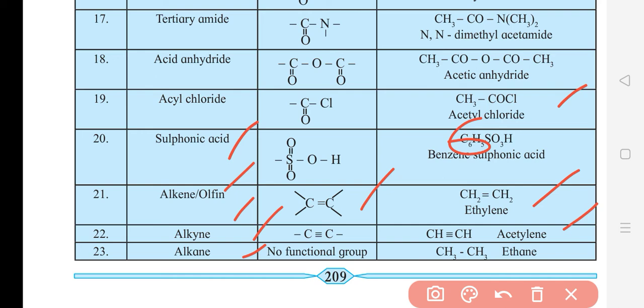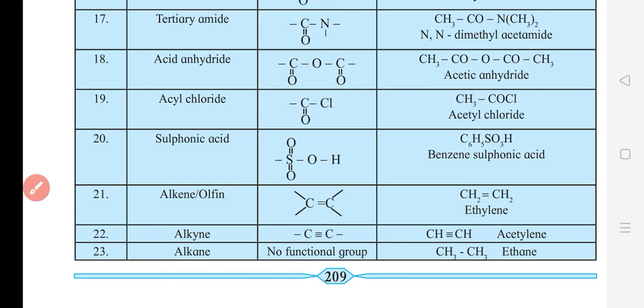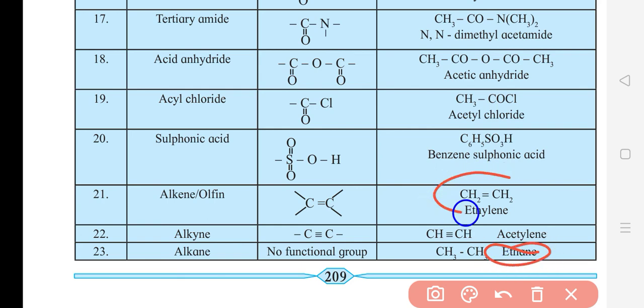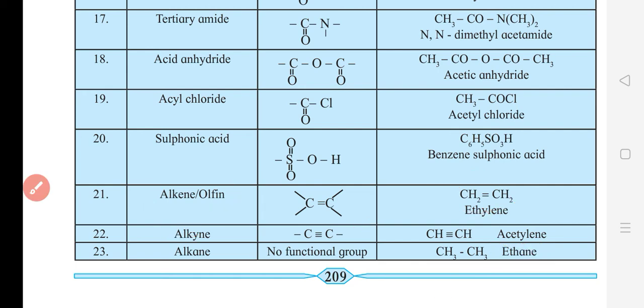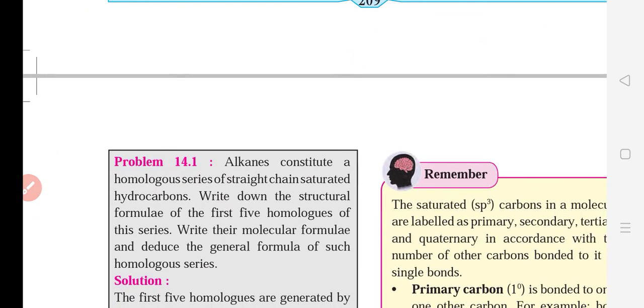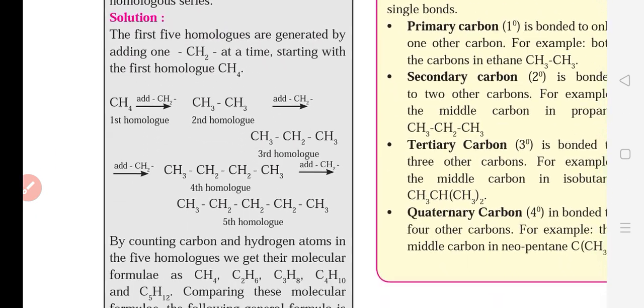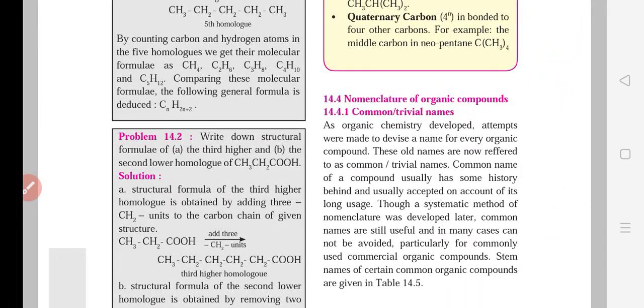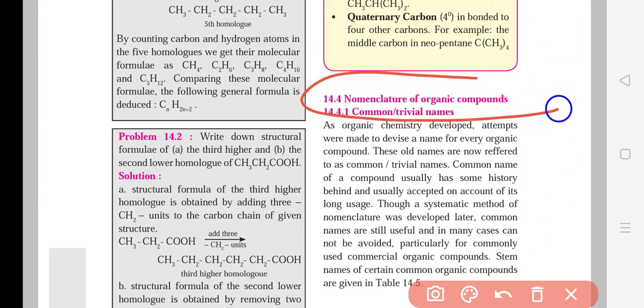We have seen that there is a single bond in ANE alkane, a double bond in ENE alkene, and alkyne में triple bond होता है, carbon carbon triple bond present रहता है. So all these are the functional groups listed here. Preferably in the next lecture we will see the nomenclature of organic compounds, whether common or IUPAC nomenclature, in detail.